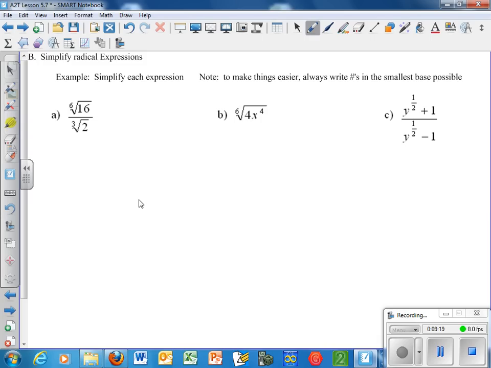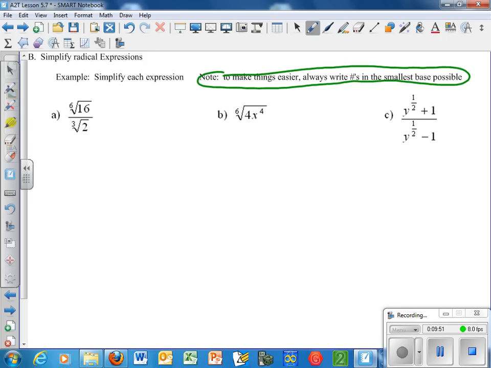Okay, simplifying radical expressions. Simplify each expression. Please pay attention to this, okay? To make things easier, always write any numbers you're dealing with under the roots, okay, the smallest base possible. What I mean by that is, for instance, if I had the number 25, I could write that as 5 squared.